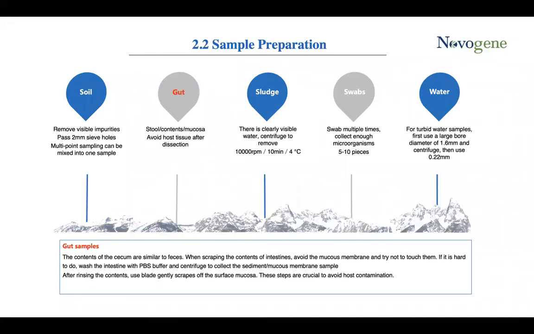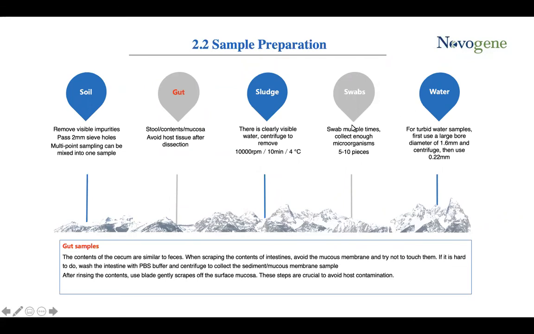For sludge samples, if we can clearly see water in it, we would recommend to centrifuge the samples at 10,000 rounds per minute for 10 minutes at 4 degrees Celsius first, and then remove the water, since in many cases, microbial diversity in water is quite different from that in sludge.